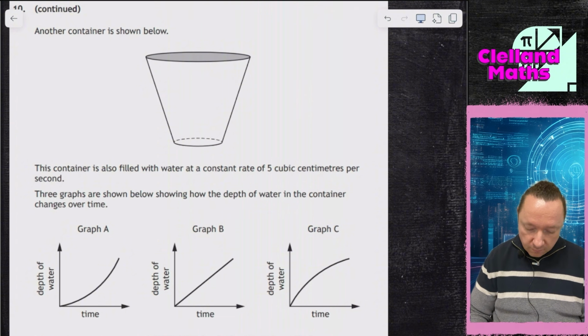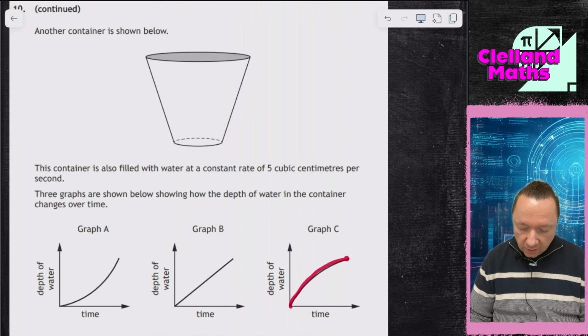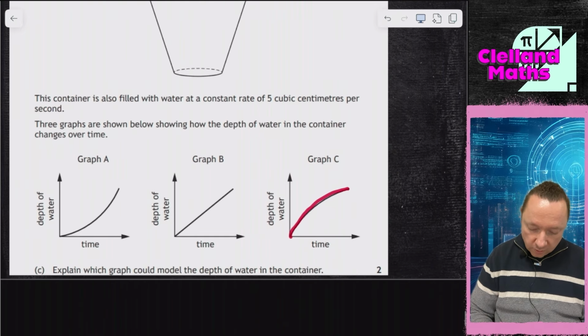A and C, we've got a choice of now. Well, that's actually getting faster as it goes. That's getting slower as it goes. It starts fast and gets slow as it goes, so it's graph C.